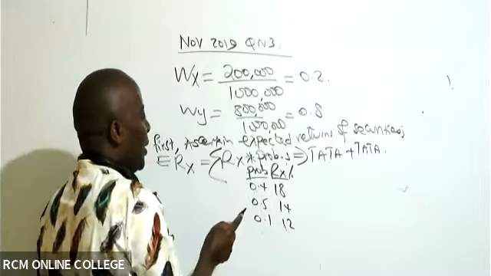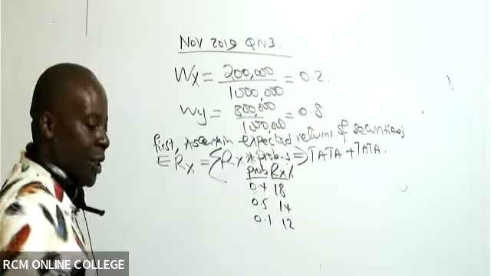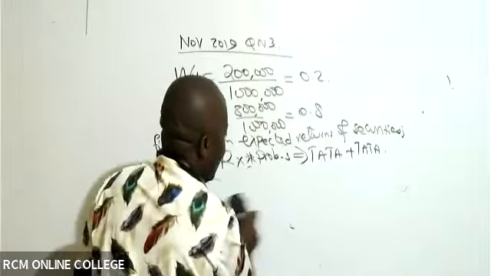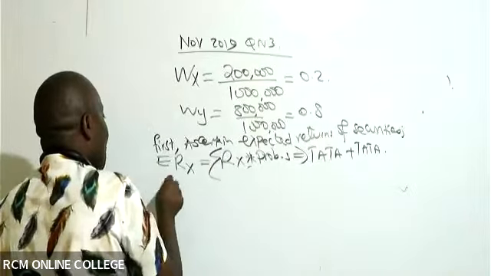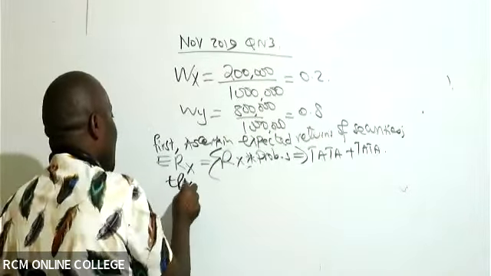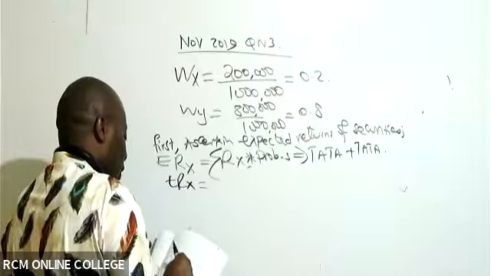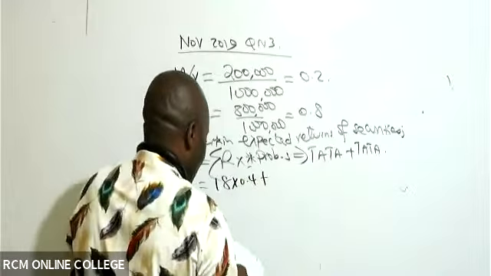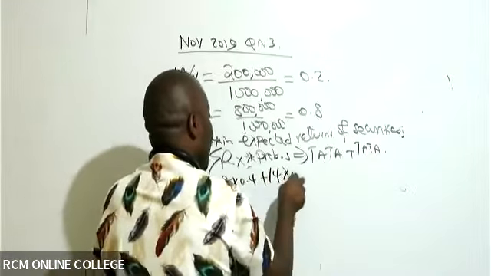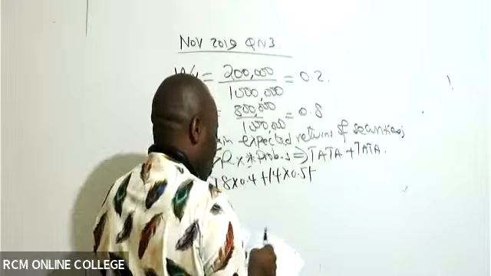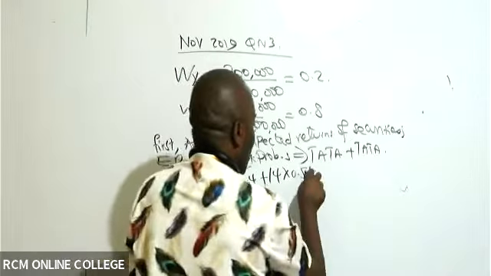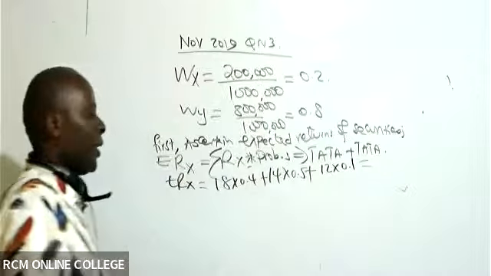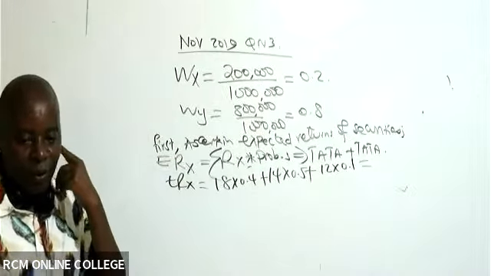And then you're able to get the expected returns of X. So to get these expected returns of X, what do I do? I'm using the concept: 18 times 0.4 plus 14 times 0.5 plus 12 times 0.1. Are you able to give me this answer? Expected return of X.